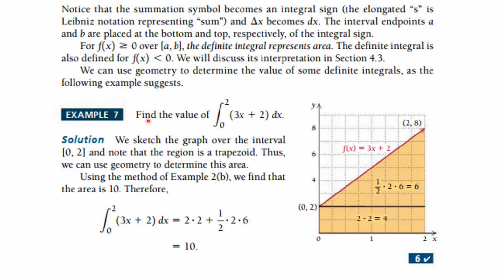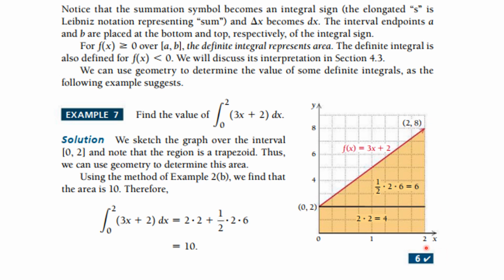Okay, now let's suppose in example 7 we're asked to find the value of the definite integral from 0 to 2 of 3x plus 2 dx. Well, let's consider the graph of 3x plus 2. Now this is a line that has a y-intercept of (0, 2), and the slope is 3. So I'm going to graph y equals f of x equals 3x plus 2. It has an intercept at (0, 2), and the slope is 3, and it looks like that.